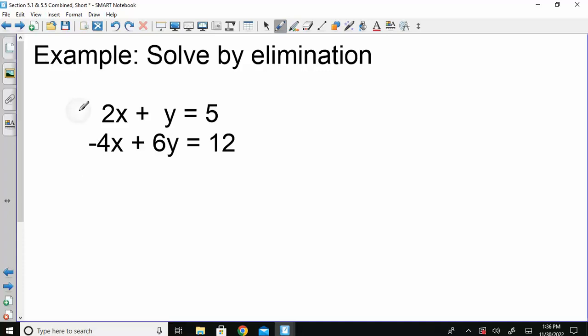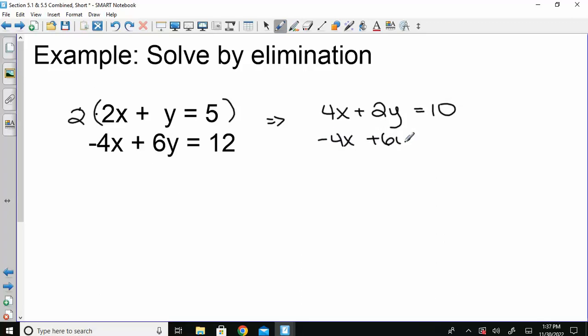I think if we just did positive 2, then it would be a 4x and a negative 4x, and they would cancel. If I wanted my y's to cancel, what would I have to do? Multiply the top by negative 6. So it doesn't matter which one. Let's cancel x. So we're going to take top times 2. And you have to distribute that 2 to everything. I did not change my second equation.